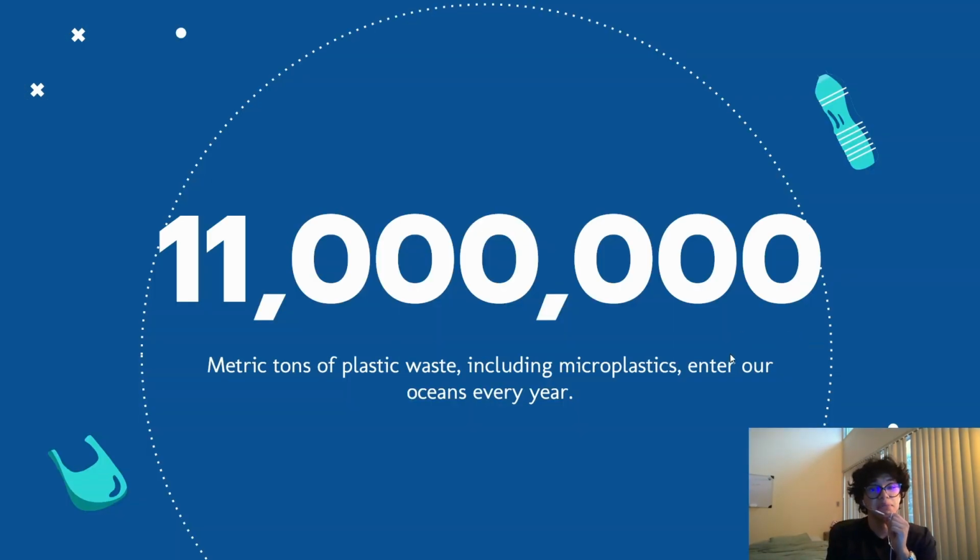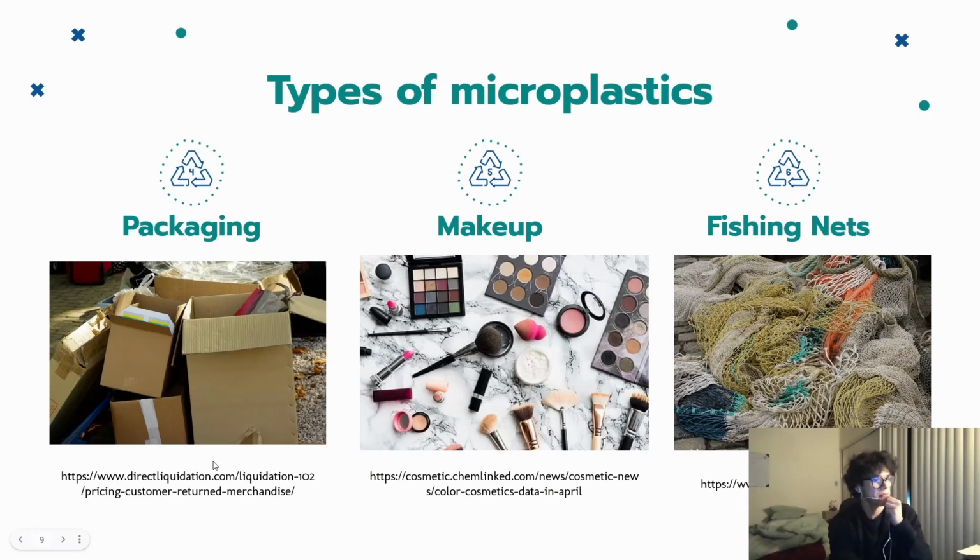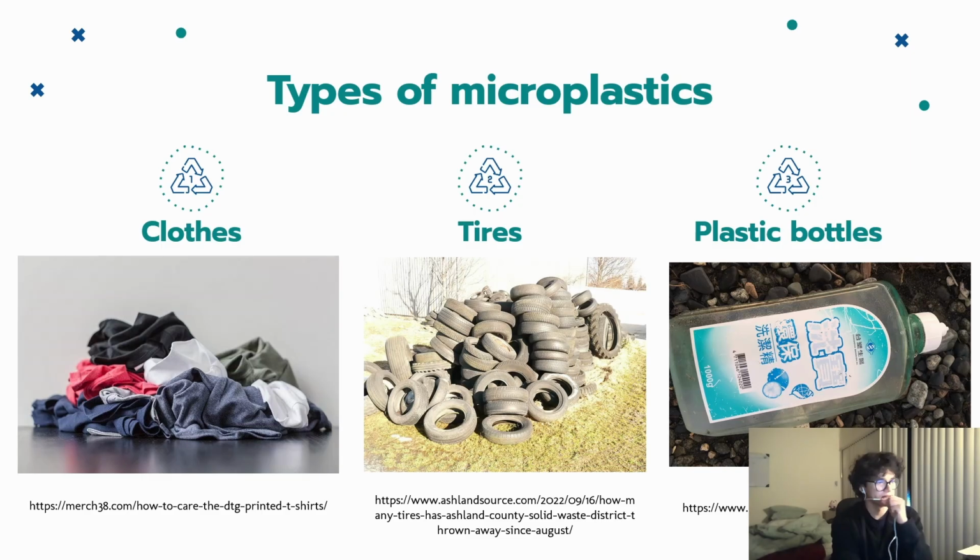There's about 11 million metric tons of plastic waste, including microplastics, that end up in our oceans every year. And here are the primary sources I used for my slides. Each respective slide has a respective source, as well as two more sources that I used for context. And each image in the presentation has right under it the source for where I got the pictures from.